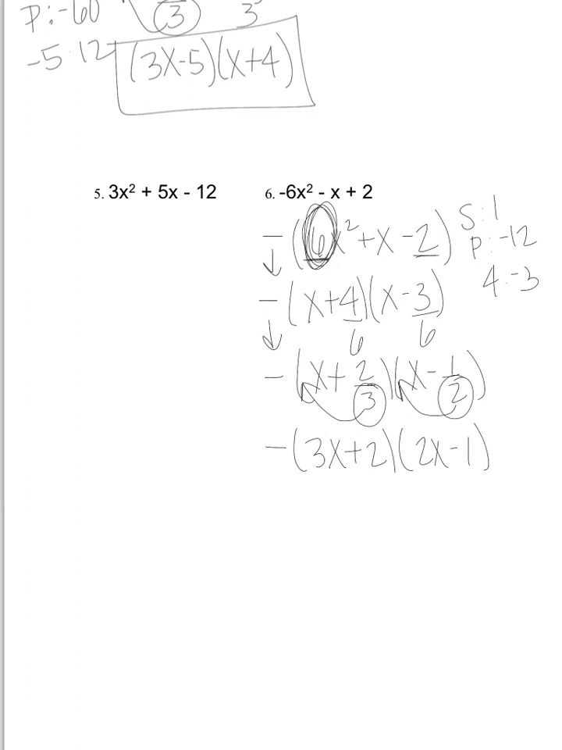Multiplying those two together using FOIL, you should end up getting back what you had in parentheses, and then multiply everything by a negative 1 to get your original. So remember, if the first term is negative, make sure you're taking a negative out before you start factoring it.